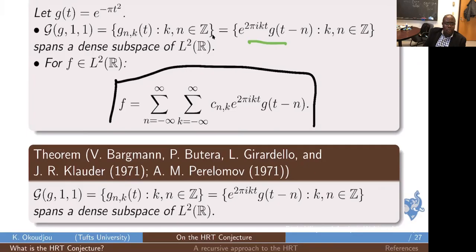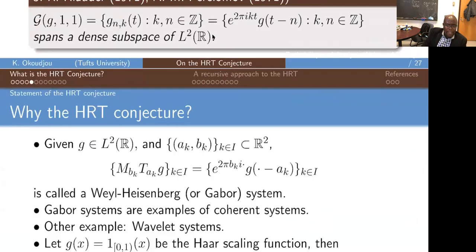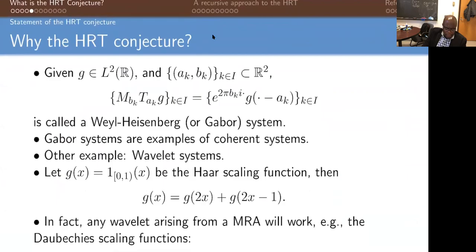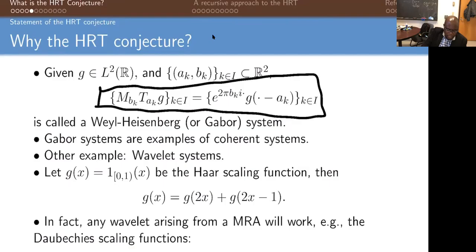Now, this question doesn't really have to do with the question I was asking earlier, but the HRT conjecture came in the study of systems that are now known as Gabor systems. A Gabor system is a set of functions obtained by taking time frequency shifts of a given function in L2 of R, where you take your time and frequency shifts to be just any discrete set in the plane.